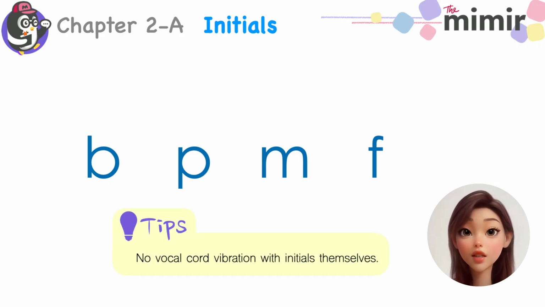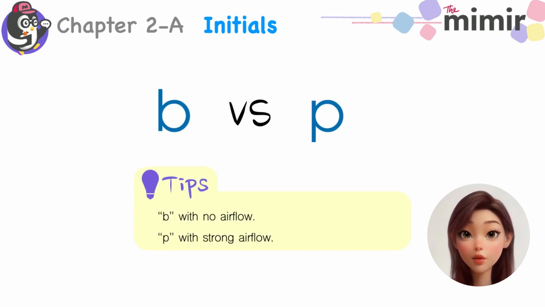The initials are not actually pronounced, and the vocal cords do not vibrate. They are only pronounced when they are spelled with the finals. The lip shape of the B and P is exactly the same. The only difference is whether they are aspirated sound or not. When you pronounce B, there's no airflow, while when you say P, it should be pronounced with strong airflow.